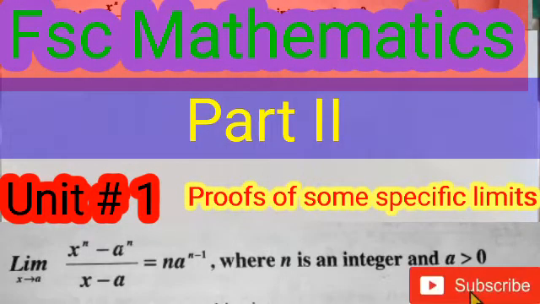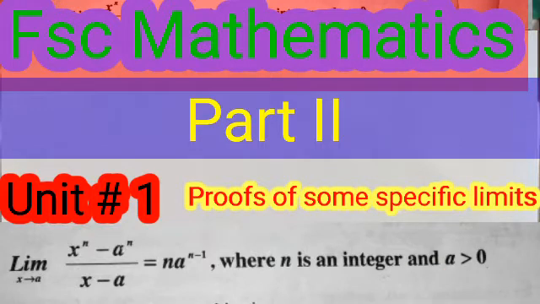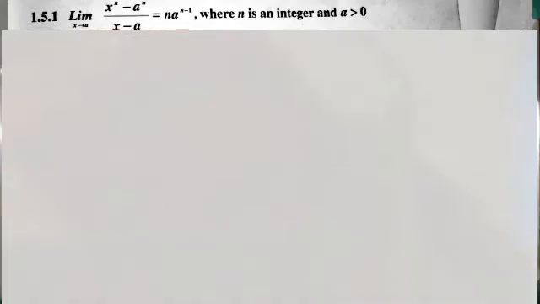1 on page 19, and what is written? It is written that limit x approaches a, (x^n minus a^n) by (x minus a) is equal to n a^(n minus 1), means limit of this function at a is n times a power n minus 1, where n is an integer, and a is a positive number.